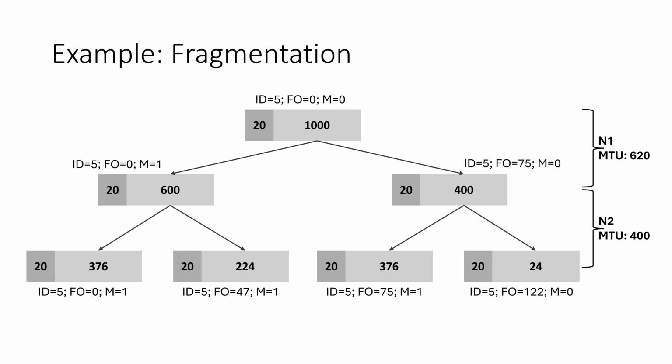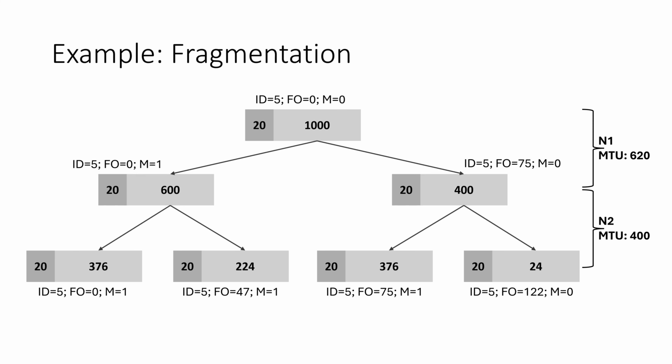Now 1000 minus 600 leaves us with 400 bytes of data remaining. This forms the second fragment. It also gets a 20 byte header, making it 420 bytes total. Its fragment offset is set to 600 divided by 8, because FO is measured in 8 byte units. So 600 divided by 8 gives us 75. The M bit for this fragment is set to 0, indicating that it's the last fragment for this network segment.